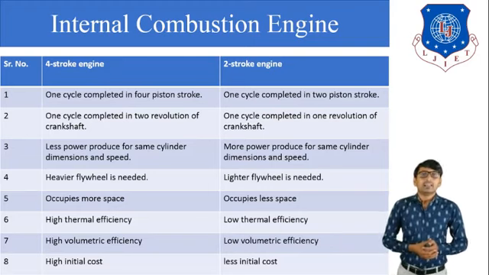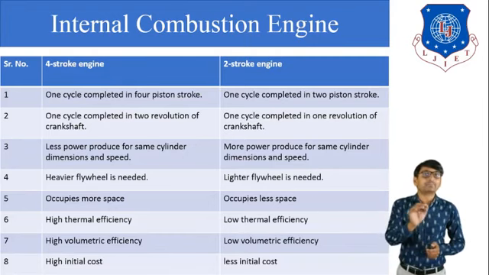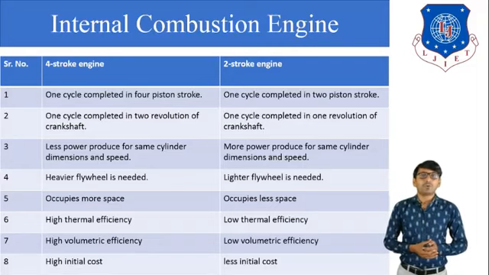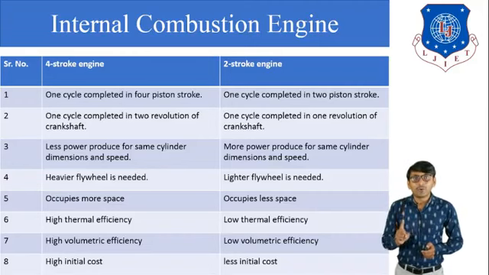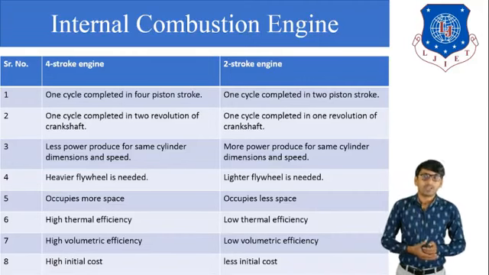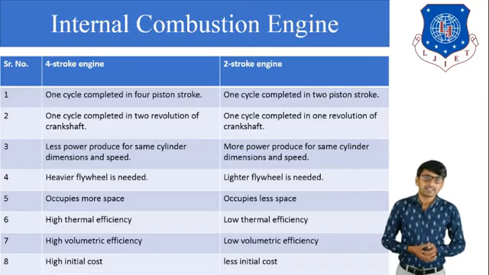Third comparison, less power is produced in a four-stroke engine for the same cylinder dimension and speed, and more power is produced in a two-stroke engine. Fourth comparison, a heavy flywheel is required in a four-stroke engine, and in a two-stroke engine, a lighter flywheel is required. What is the function of the flywheel? It controls the fluctuation of speed. Okay. Then fifth comparison, a four-stroke engine occupies more space, a two-stroke engine occupies less space.